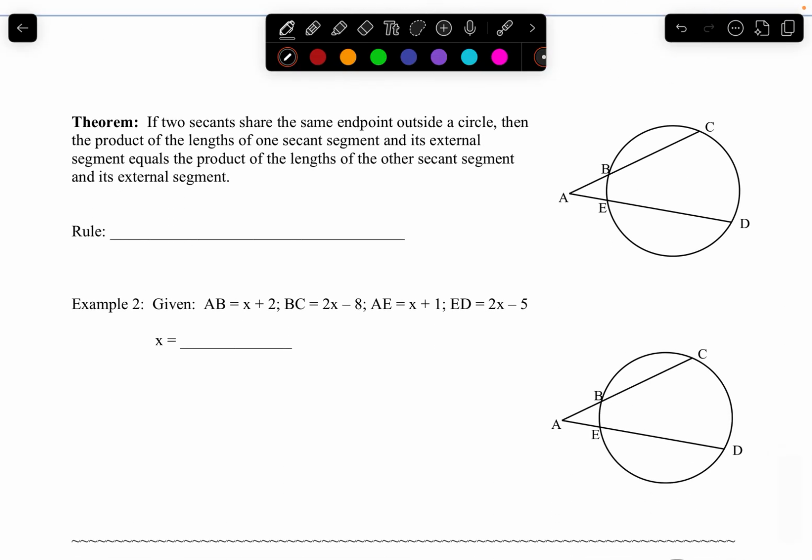All right, another theorem. So this theorem talks about two secants. Okay, so remember that secants at least have to exit your circle at least one time. Okay, typically twice, but no matter what, they at least have to exit the circle once. Okay. So it says two secants share the same endpoint outside of a circle, then the product of the lengths of one secant segment and its external segment equals the product of the lengths of the other secant segment and its external segment. Woo! Okay.